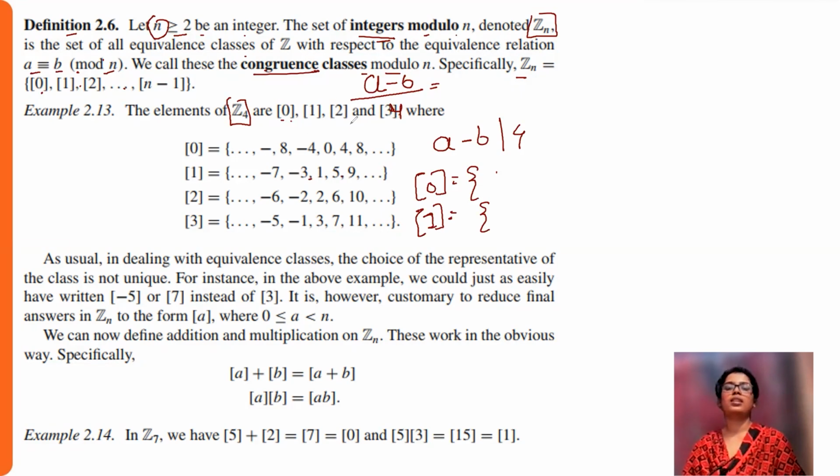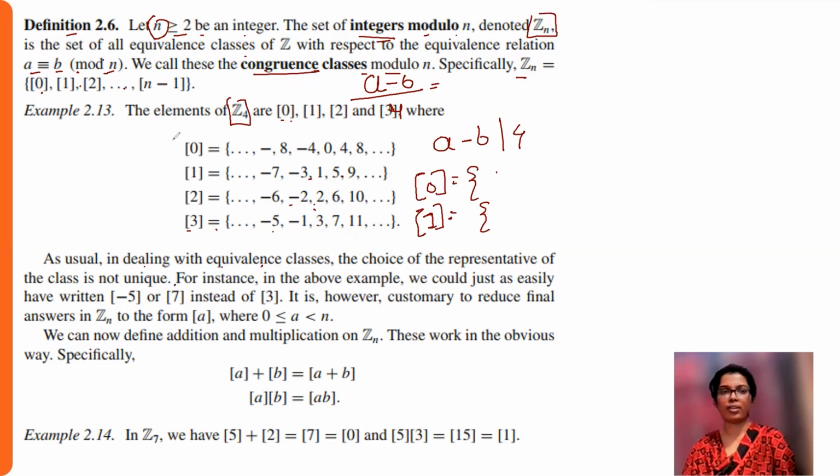Similarly, 2 is the collection of all those elements which, when divided by 4, leave remainder 2, such as -6, -2, and so on. Similarly, 3 is the collection of those elements which, when divided by 4, leave remainder 3. Now, when we are dealing with equivalence classes, these are representatives of the class.